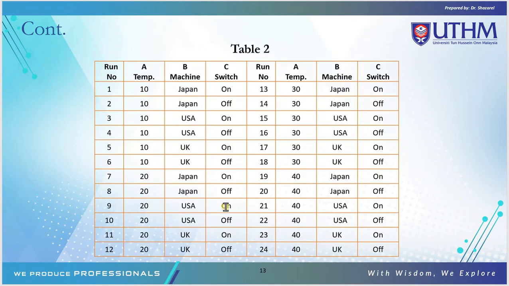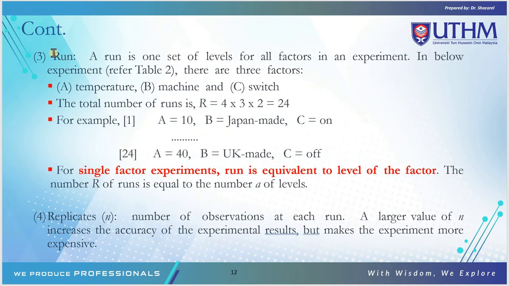So that is why when we look at this table 2, here we have 1 to 12 and then 13 to 24. So that means we have 24 runs. For each run, if you observe, there are different combinations of the levels of each factor. So there are no similarities here. So there are 24 different combinations of the 3 factors and their levels. So that is what we call run. Please remember this also. It is very important.